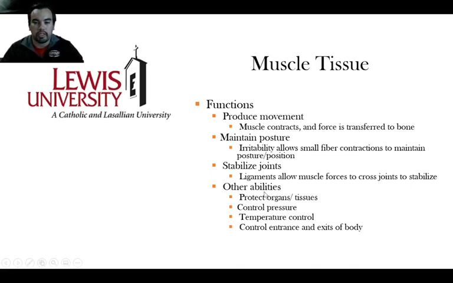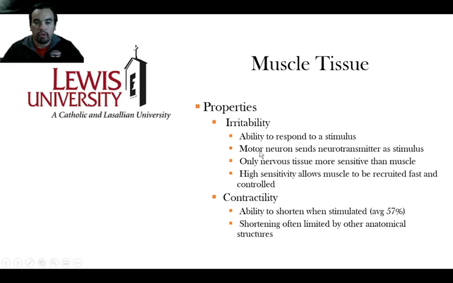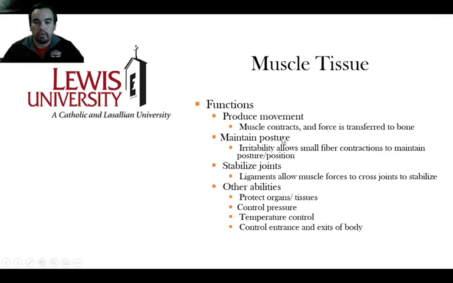And so as a contraction, it needs to transfer this force efficiently via the tendons into the bone. It needs to be able to maintain posture. So the irritability of muscle tissue, if we go back, we said it has the ability to respond to a stimulus and that it's highly sensitive and it allows the muscle to be recruited fast and in a controlled manner. So that controlled manner allows us to have minor contractions throughout the day as we just sit, as I'm sitting in this chair here.